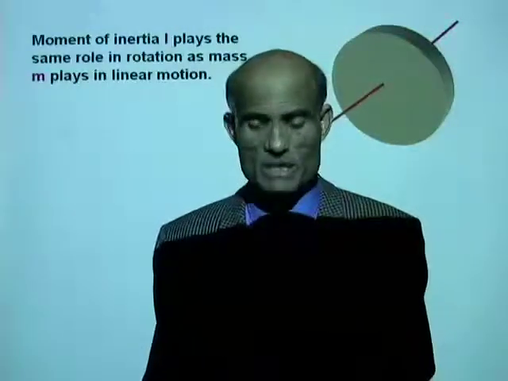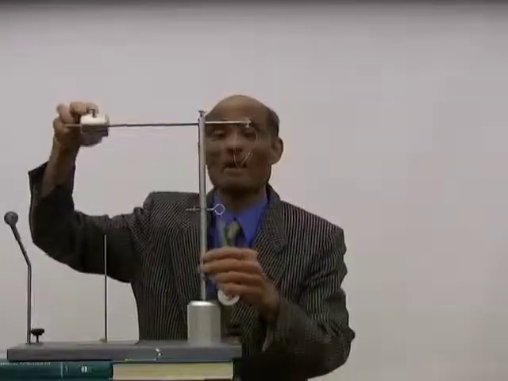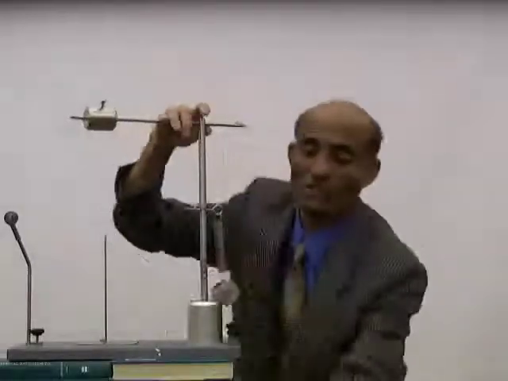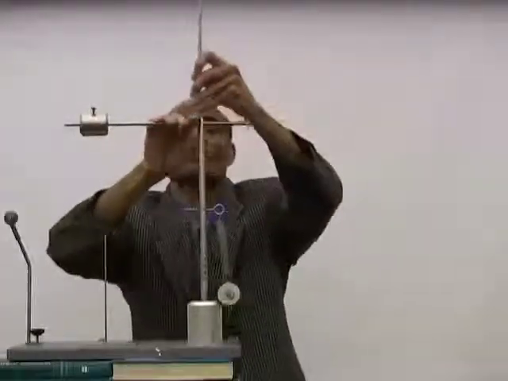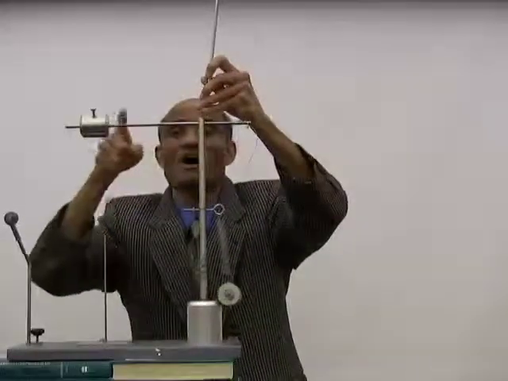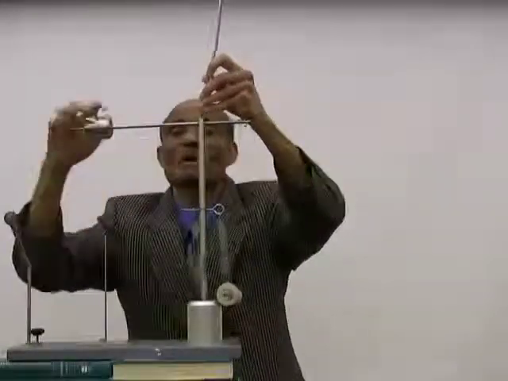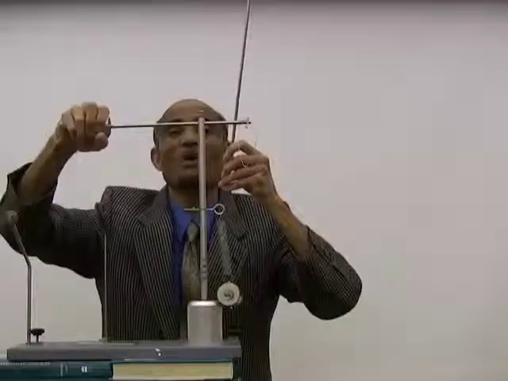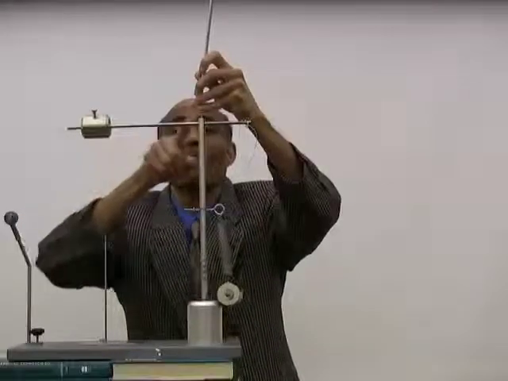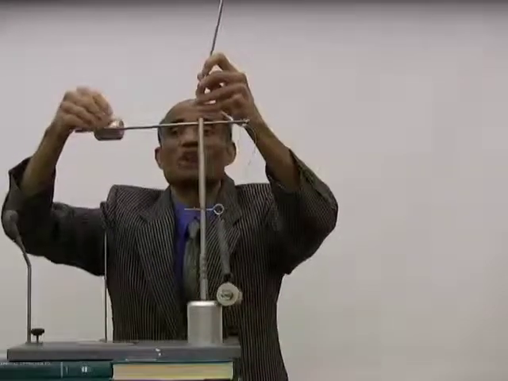Now, let me see if I can spend some time. Here I have an object of mass m, and I'm going to rotate it about this axis. You see, the axis of rotation is this. That is the axis of rotation. That means this is r, the perpendicular distance between the mass and the axis. And therefore, what is the moment of inertia of this particle about this axis? It is mr squared.